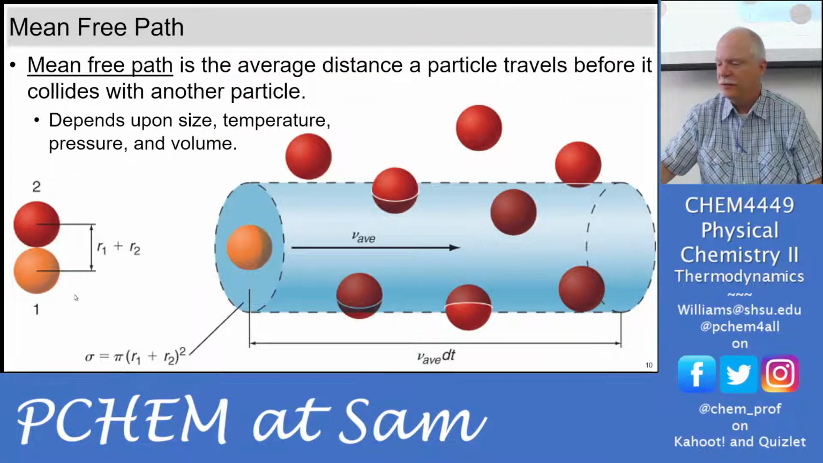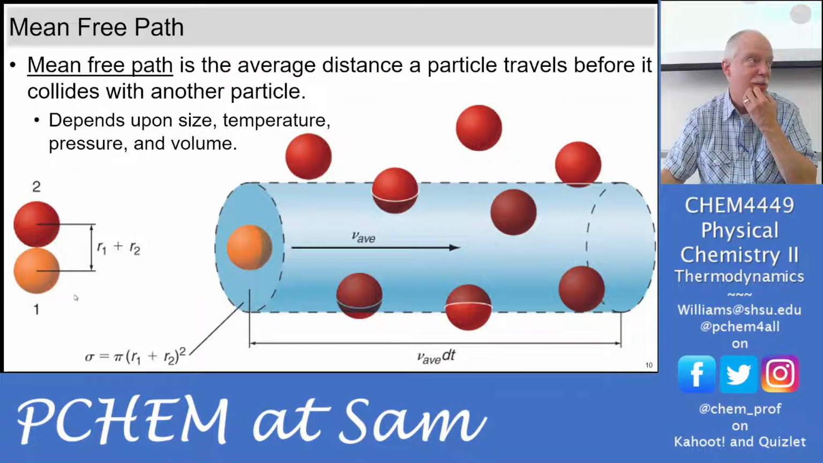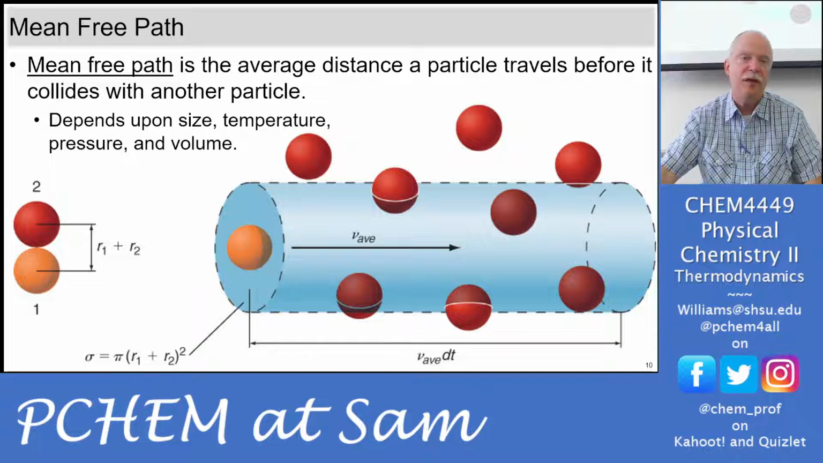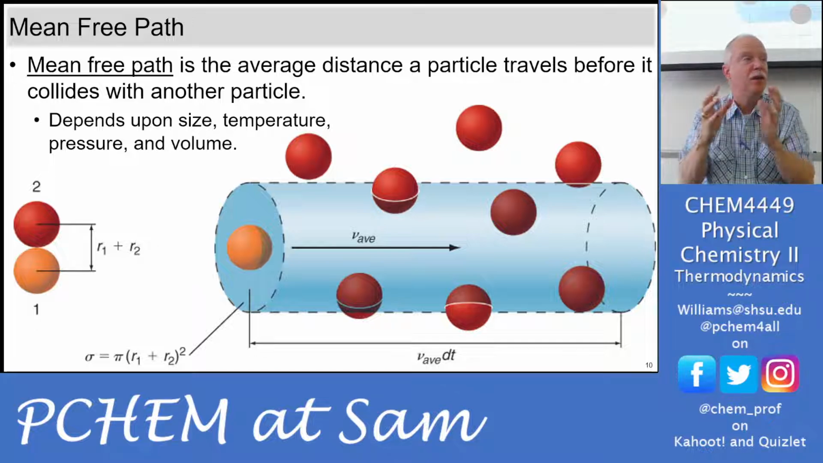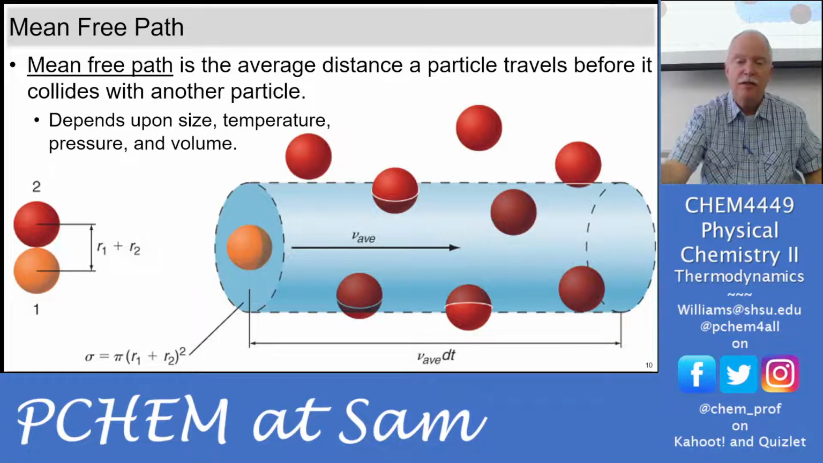Now let's talk about this fun concept called mean free path. So the mean free path is the average distance a particle travels before it collides with another particle. And it depends upon the size of the particle, the temperature of the gas, the pressure, and the volume, because that's going to tell you how many particles you have in this tube. And so how far can this particle go before it collides with another particle?